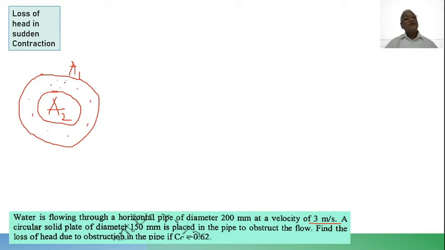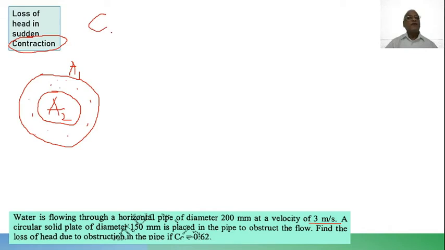So it is a case of sudden contraction, right? Suddenly the area is contracted, but contracted in a slightly different manner. Not that the pipe is reduced in size, but there is an obstruction, something like that. Okay. Now what would be the flow velocity? A1 minus A2 would give the area, but there is a Cc.